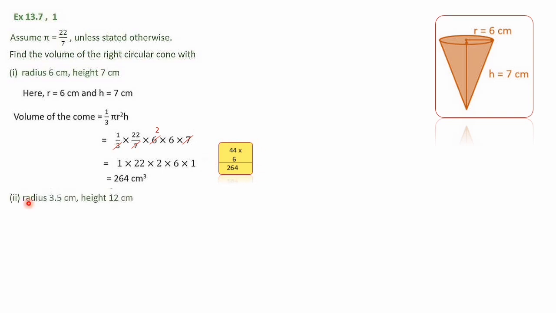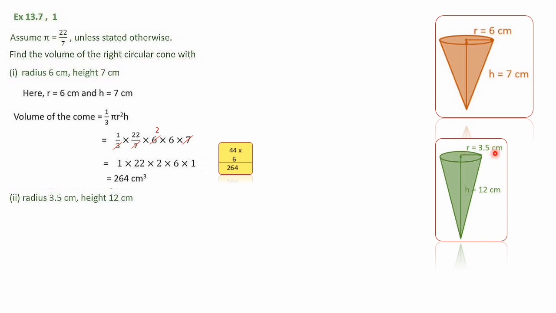Then radius is equal to 3.5 centimeter and height is equal to 12 centimeter. Here it is more or less the same process, but there is a difference: a decimal number is there. So multiplication or cancellations we have to do with a little more, with utmost care. That's what we have to do when a decimal number comes.